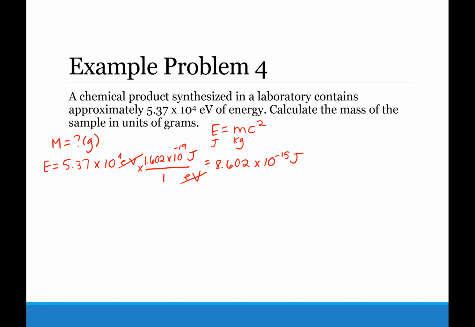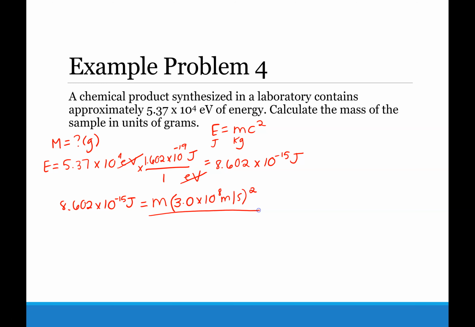So now we're ready to put this into the equation, E equals mc squared. So 8.602 times 10 to the minus 15 joules equals m, that's what we're calculating, and c, the speed of light, is 3.0 times 10 to the 8 meters per second squared.